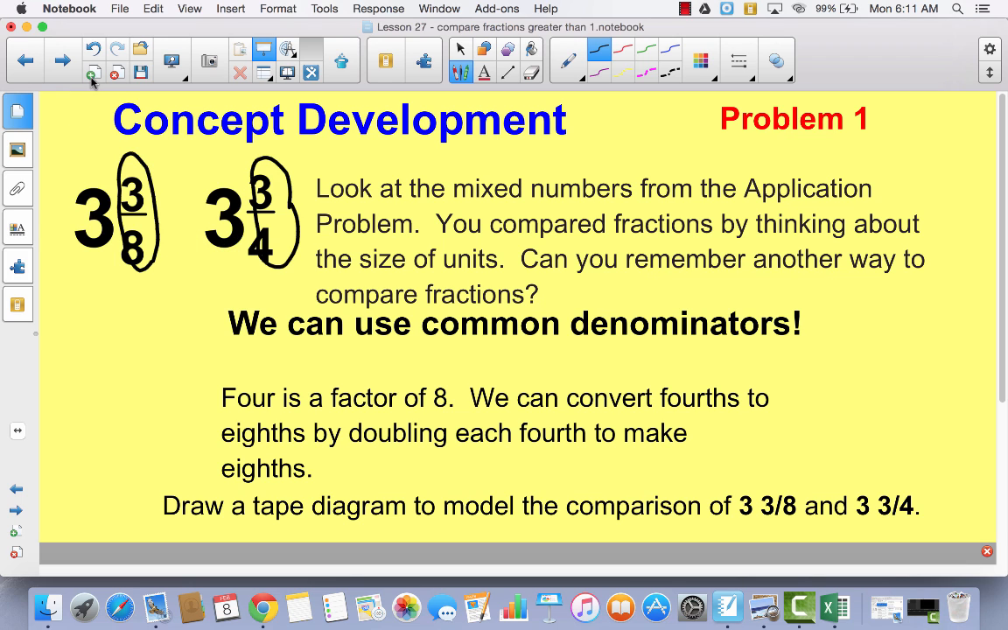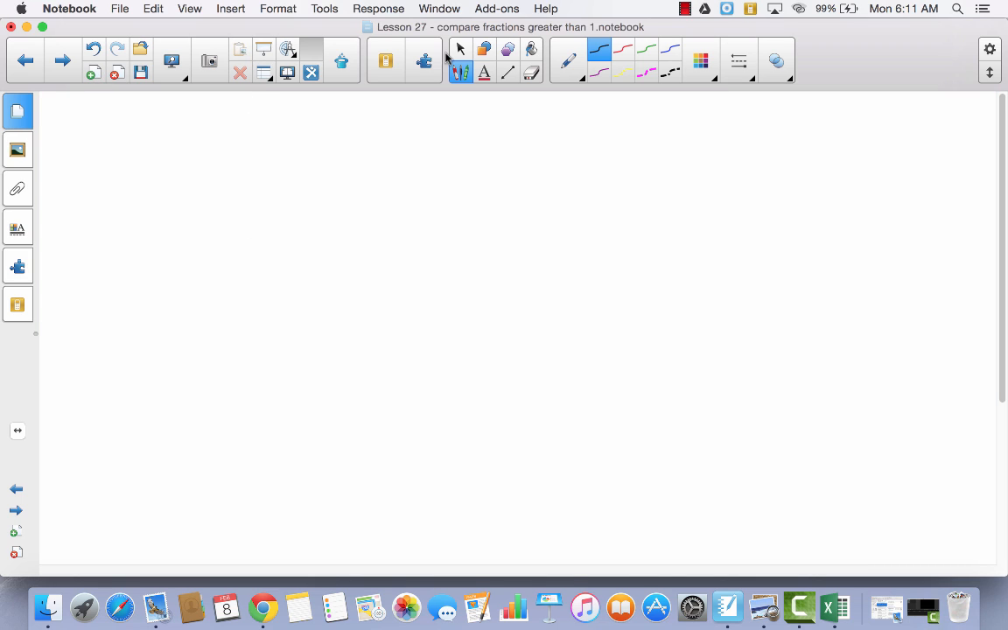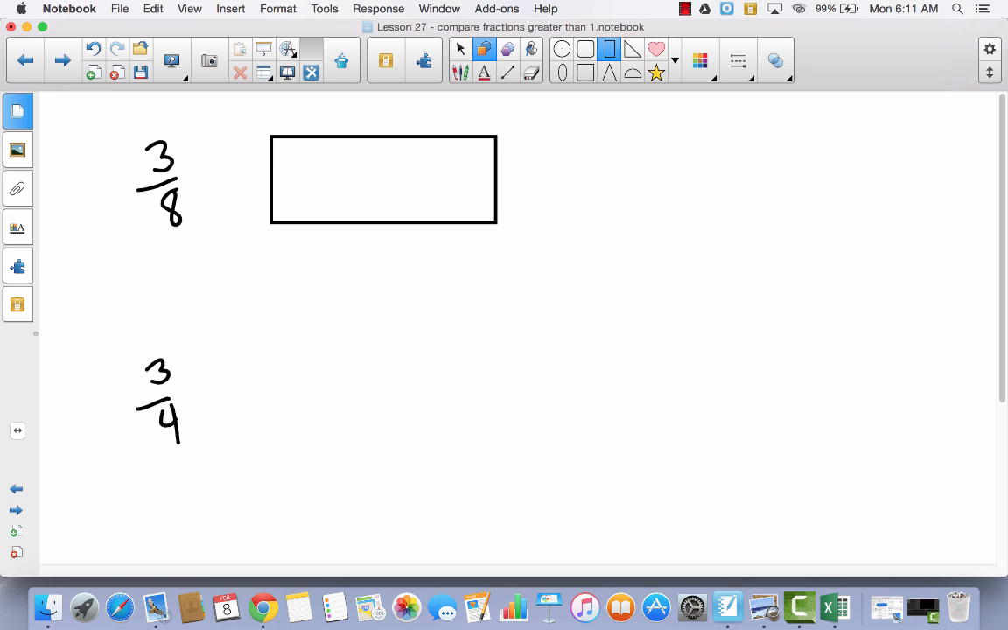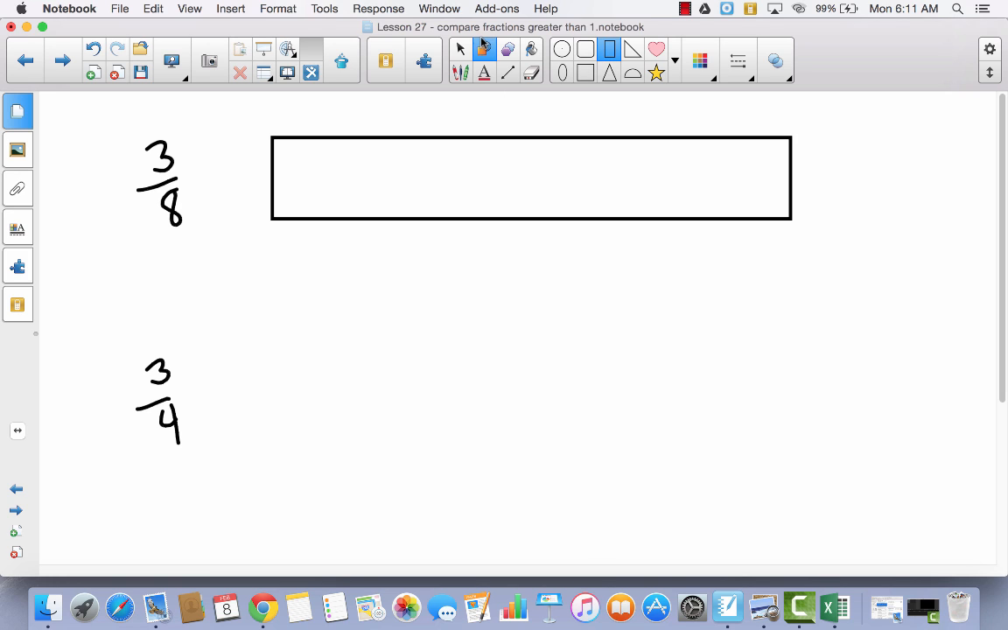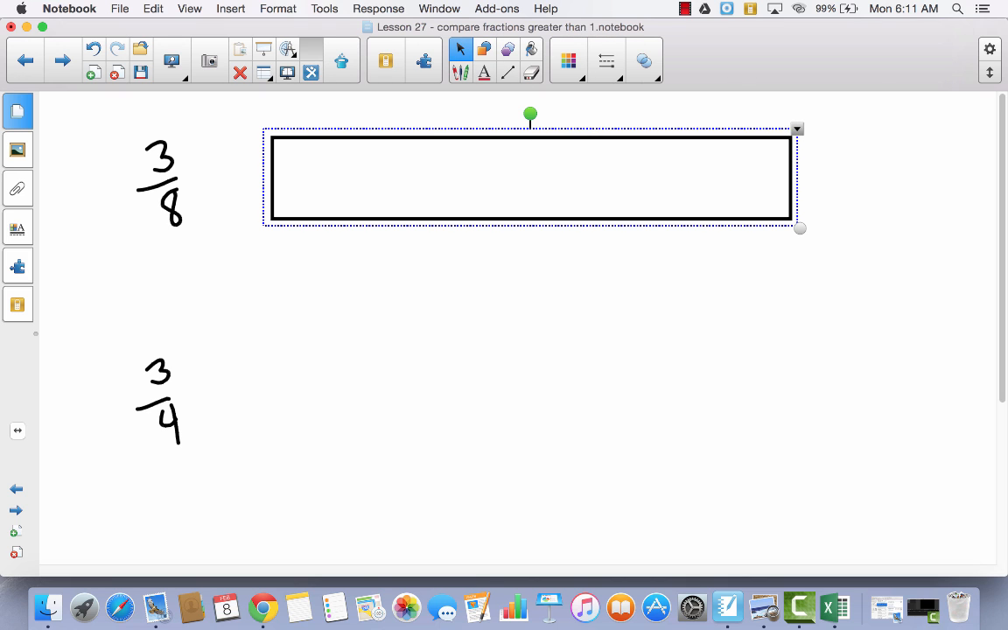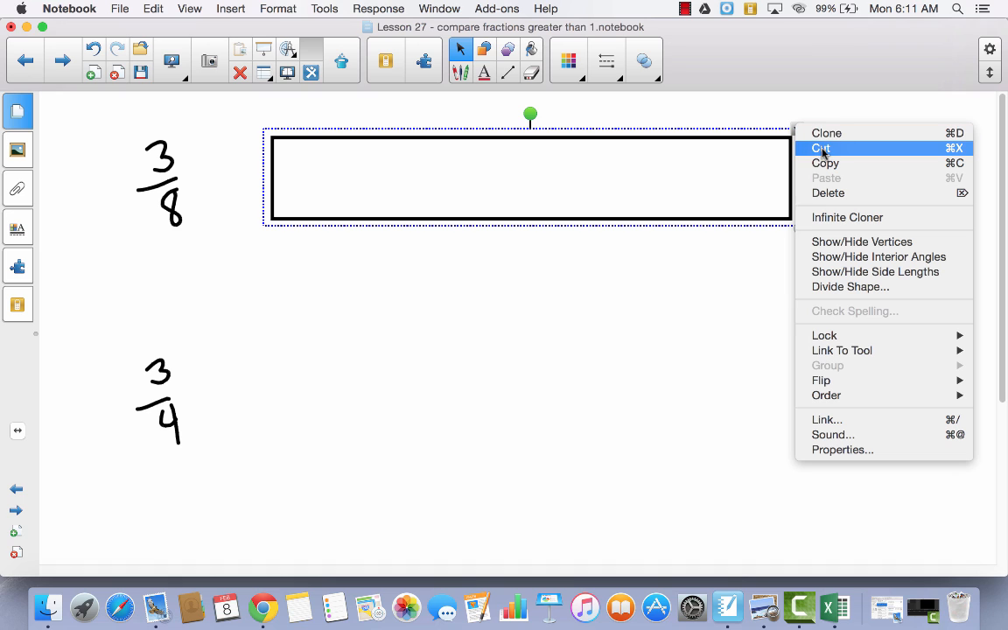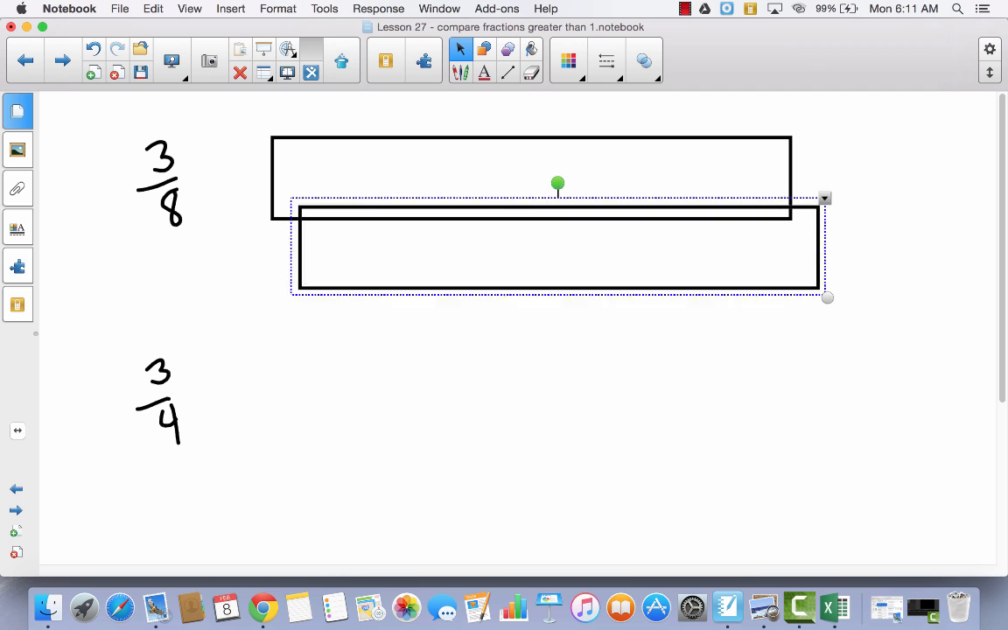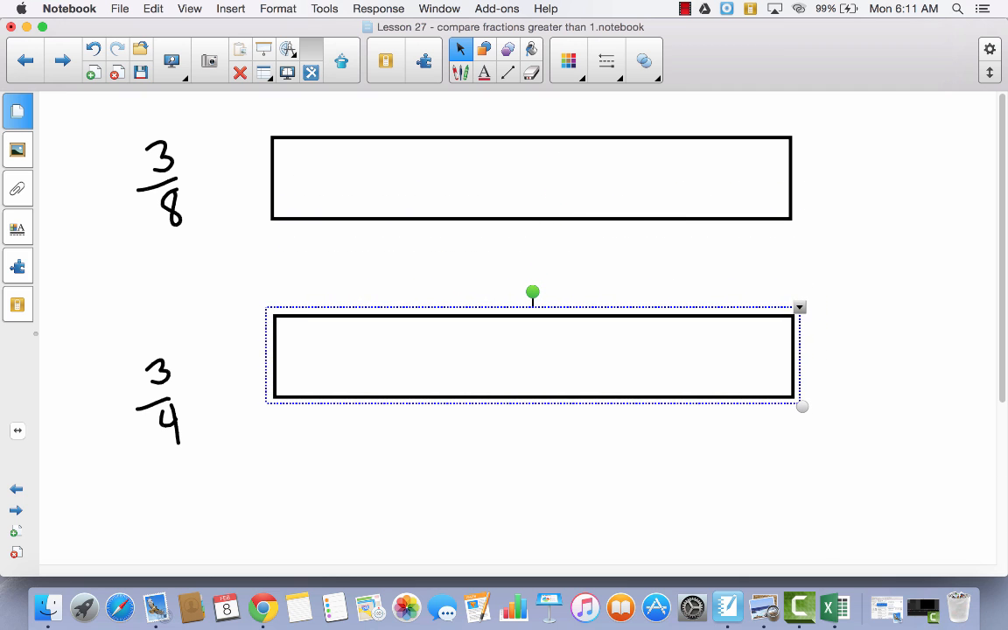So, in your math journal, I want you to show me a tape diagram that illustrates 3/8 and a tape diagram that illustrates 3/4. Remember, we're going to start with two tape diagrams, and they really need to be as similar in size as you can make them. If you're comparing two fractions, your wholes have to be the same. Just like half of a mini candy bar is nowhere near the same as half of a king size candy bar. So if you're going to compare fractions, your wholes need to be the same.